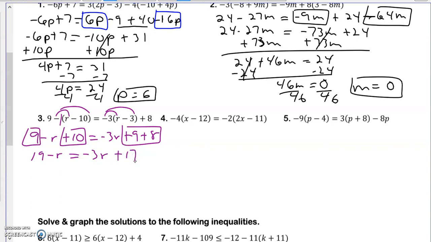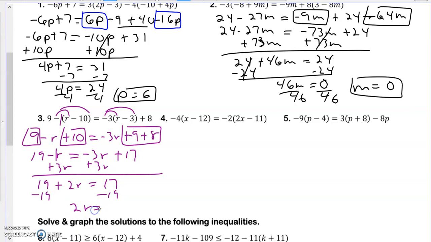So again, I want to look to see which one is smaller. So the 3r is the smaller one. So I'm going to get 19 plus 2r, because there's a 1 in front, equals 17. I'm going to subtract 19. So I get 2r equals a negative 2. I'm going to divide by a 2, and r equals negative 1.